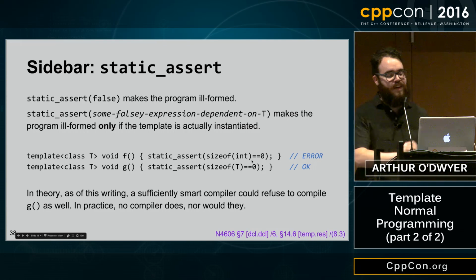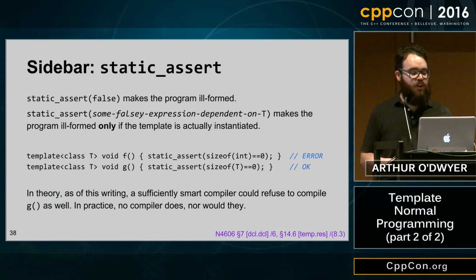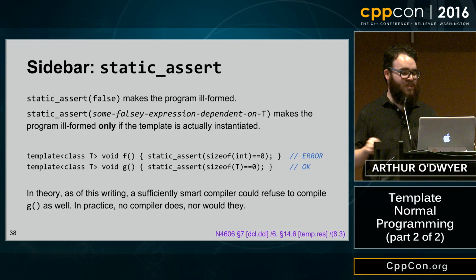I'm static asserting inside it that size of int is 0. Well, that can't possibly be true. And so the compiler will actually reject that out of hand and just say, no, F will never compile. This is dumb. You should just delete all of this code. And that may sometimes not be what you want.